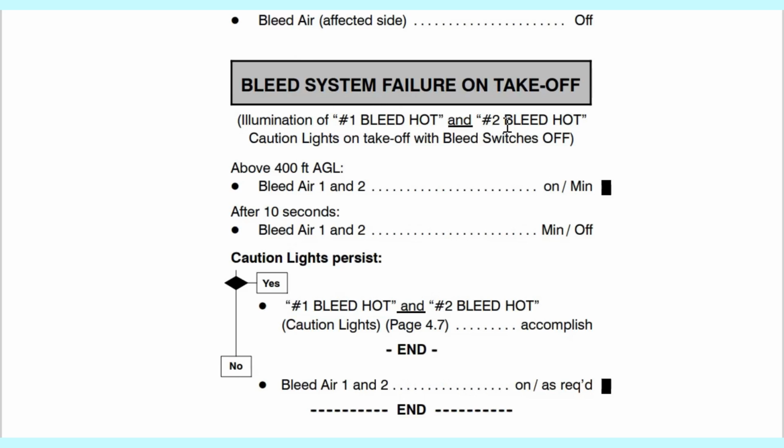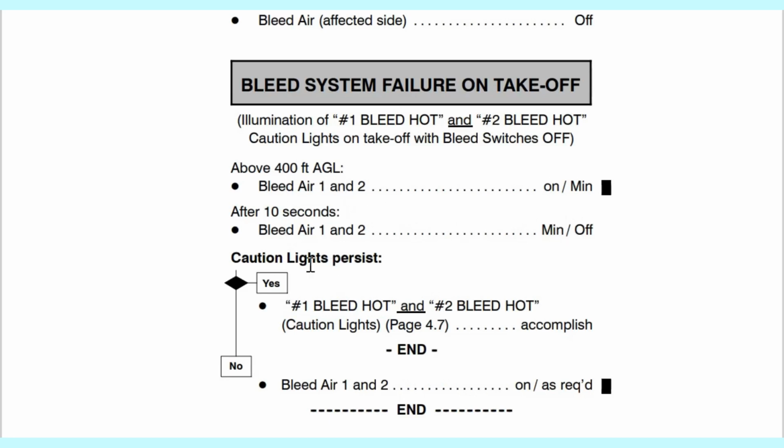So let me put the bleed air 1 and 2 to on and min, which you will do obviously, which is part of the after takeoff checklist. Then you time 10 seconds, and you put the min off. When you do these actions, the checklist is asking you something here: caution lights persist, yes or no? If it's yes, then you go to the number one bleed hot and number two bleed hot caution light checklist, which is just this one here.